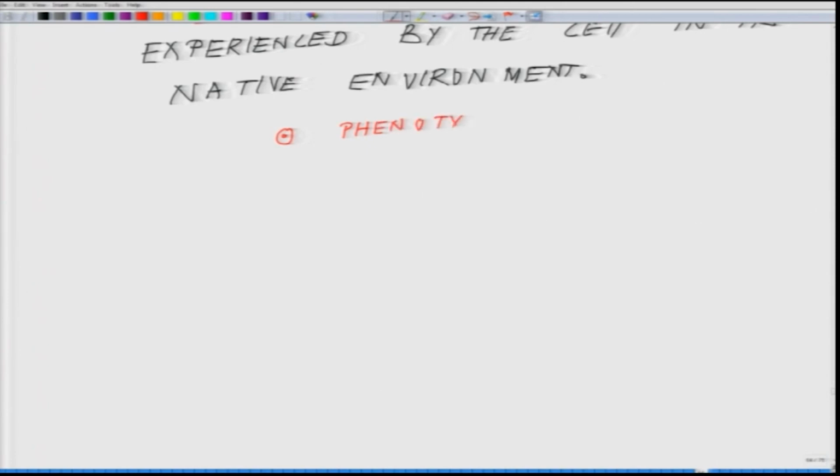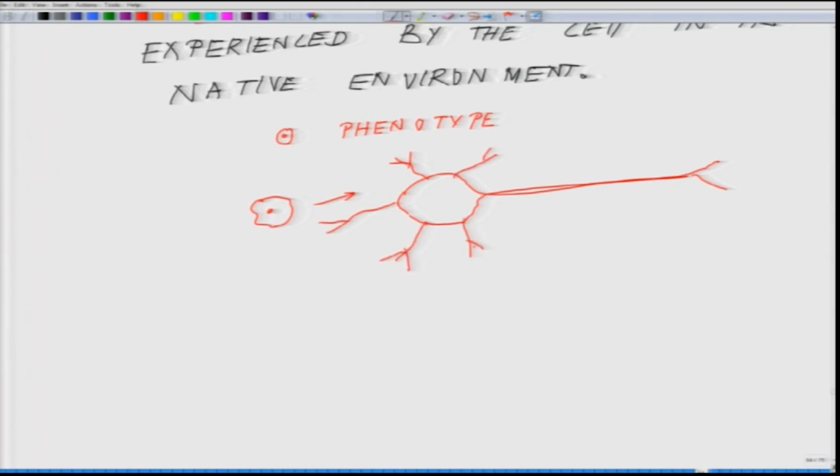So, what we mean by phenotype here is, say for example, I say this cell is destined to become a neuron. So, I will expect that this cell will have processes which will have an axon, dendritic tree, and it will express all the necessary ion channels to behave like a neuron. So, in other words, it should be able to shoot an action potential.